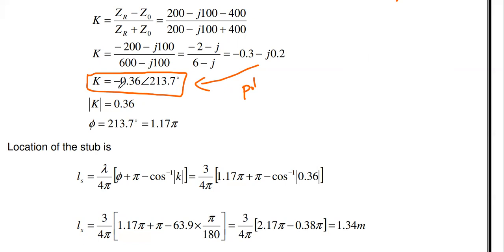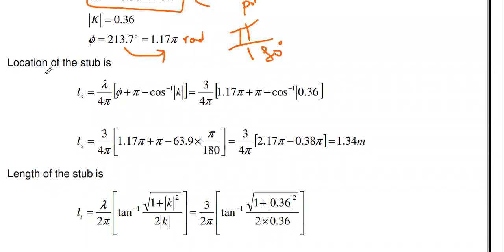Modulus means magnitude. So here you see minus 0.36, but the modulus you have to take as only the positive value. Always the magnitude value is positive. Then phi is 213.7 degrees. Then you convert this degree into radians: you multiply 213.7 with pi divided by 180. If you multiply, you may get 1.17 pi. This is in radians.